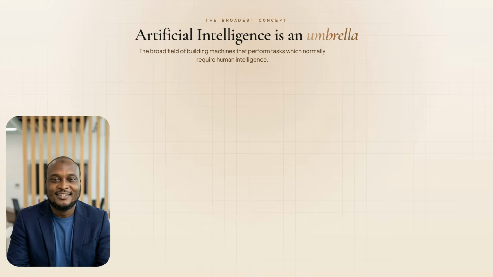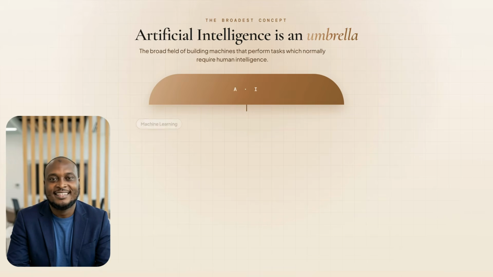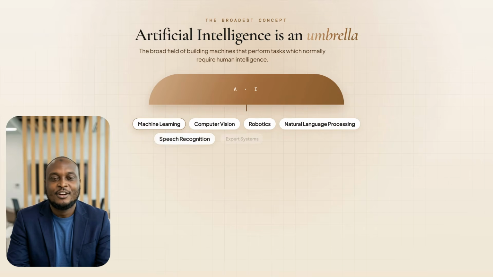Think of artificial intelligence as a large umbrella. Everything we call AI fits somewhere underneath this umbrella. Artificial intelligence is the broad scientific field focused on building machines capable of performing tasks that normally require human intelligence. These tasks include recognizing images, understanding language, making predictions, planning actions, solving problems, and learning from experience. Not every AI system does all of these things. Different branches specialize in different capabilities.